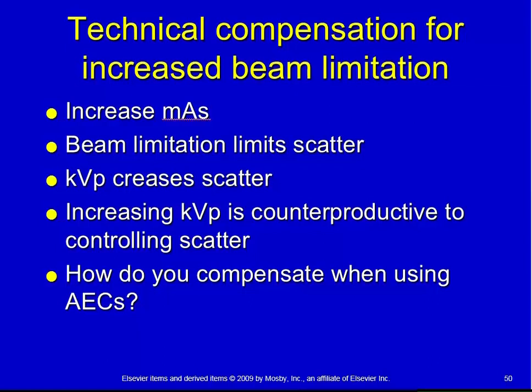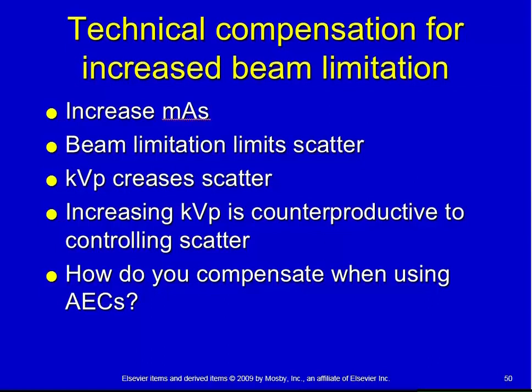That's what we're trying to get rid of. So we don't want to increase KVP to compensate for beam limitation. We want to increase mass, because increasing KVP would be counterproductive to controlling the scatter, which is what we're trying to accomplish from an imaging standpoint by increasing our collimation. Remember, collimation originally was radiation safety, radiation protection, lowering radiation dose, and imaging, the purpose for collimation, increasing collimation, is scatter removal. So if you increase KVP, then you reintroduce the scatter that you just eliminated.